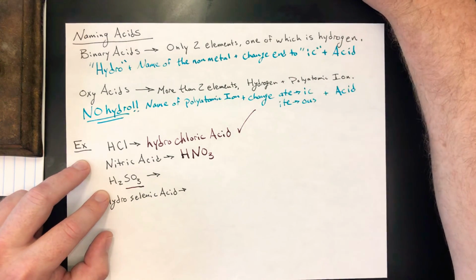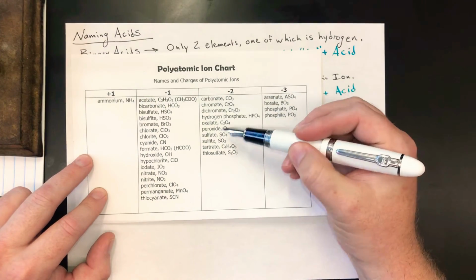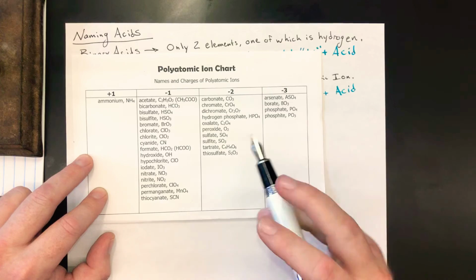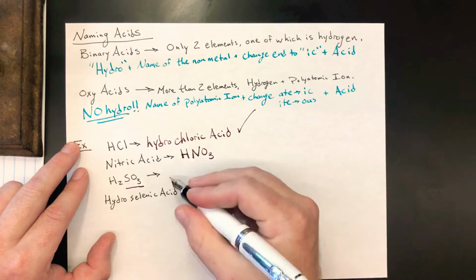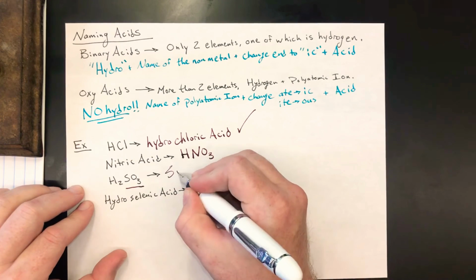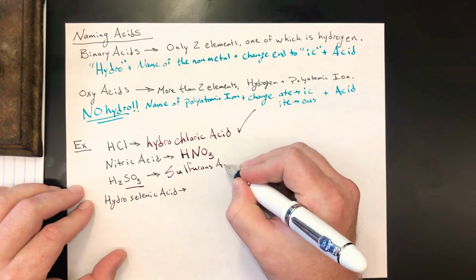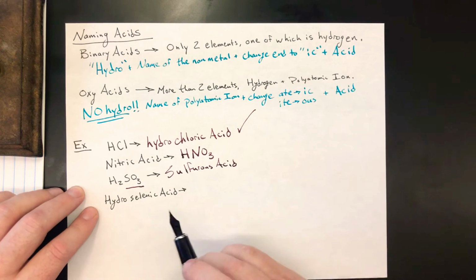So hopefully at this point you're starting to memorize your polyatomic ions. SO3 with a -2 charge is sulfite. That ending is important. Ite changes to ous. We don't use hydro. We're just going to call this sulfurous acid. Okay? Let's look at one more example.